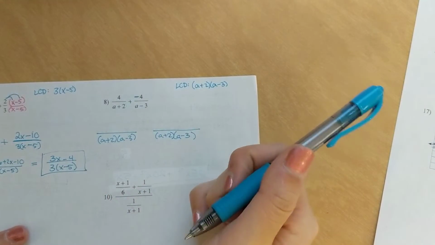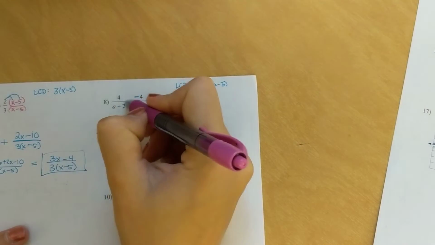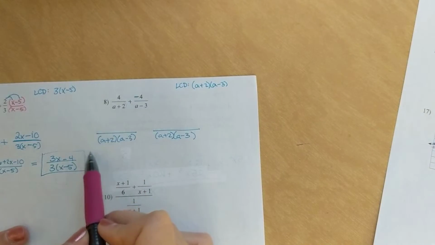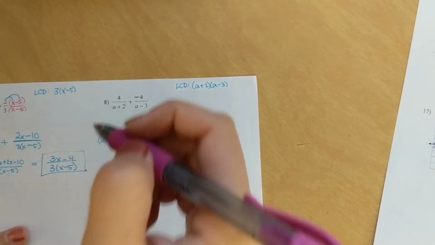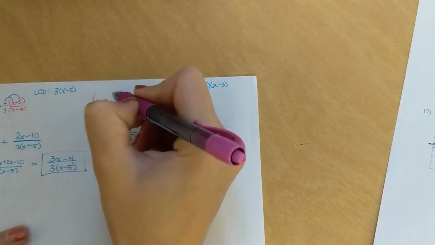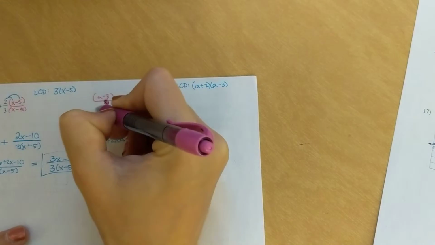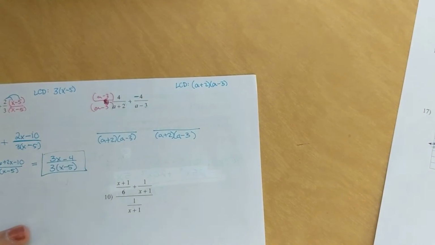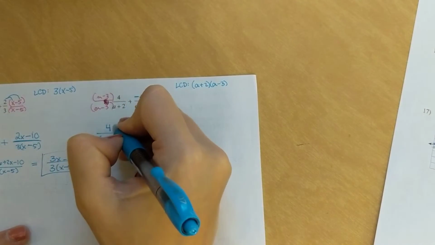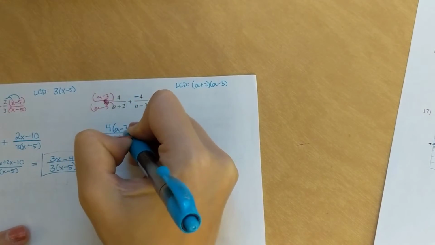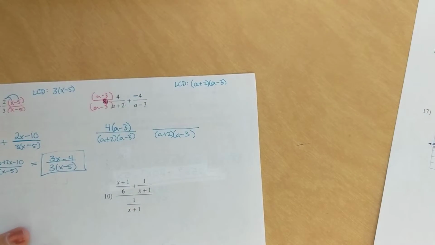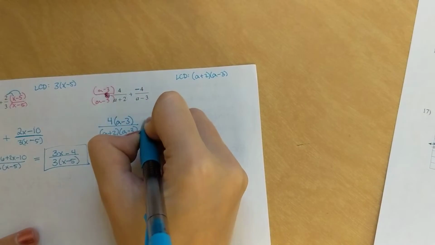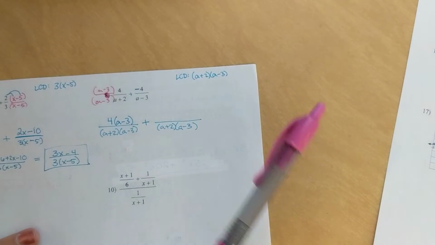Okay, so you have this denominator right here has an a plus 2. So what is it missing that we need to multiply by? A minus 3. So this should be multiplied by a minus 3 over a minus 3. So on the top here, I have 4 parentheses a minus 3. I can do the distributing now or later. I guess I'll do it later. And then this is plus a negative 4.